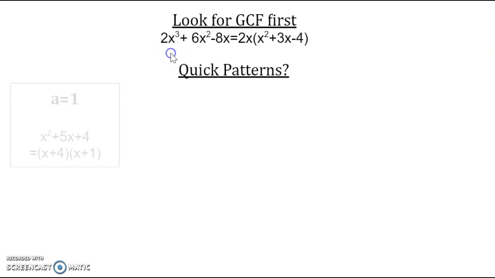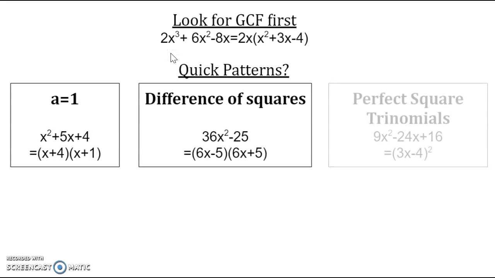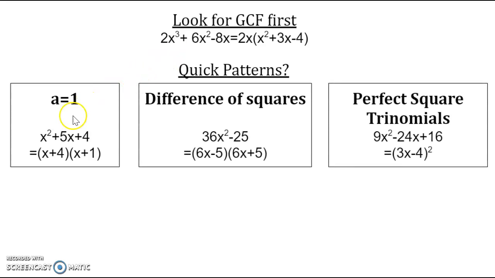And then the second level is the quick patterns that we've learned. We have learned three different quick patterns. When a is equal to 1, that means there's no coefficient in front of the x squared. The coefficient is just 1. That's a simple guess and check factoring, right? Where you're looking for what are the two numbers that multiply to 4, 1 and 4, but add to 5. That's 1 and 4. And you can just simply do that. You start off with putting the x first, and then you look for those numbers.